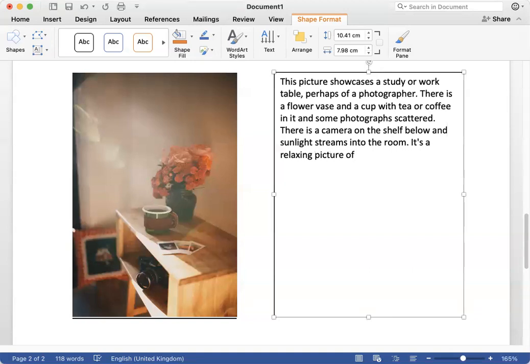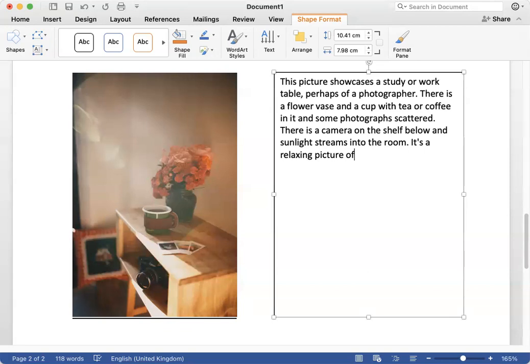It's a relaxing picture. So here again, this picture was different from the previous one in that we did not have a human subject here. Here, we only had a couple of inanimate objects. It still describes a scene. It shows a table, and it looks like the table of a photographer, who has left his camera and some photos scattered on the table.